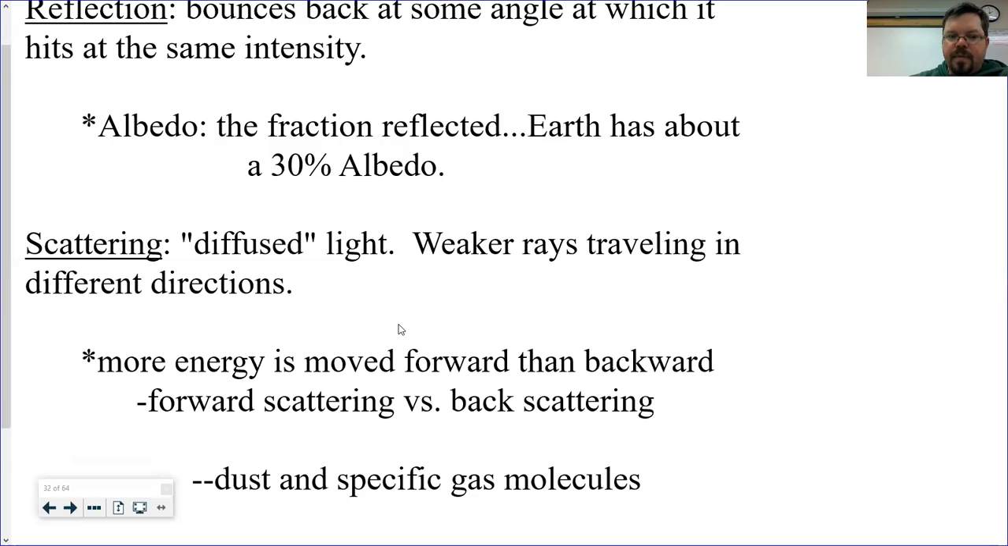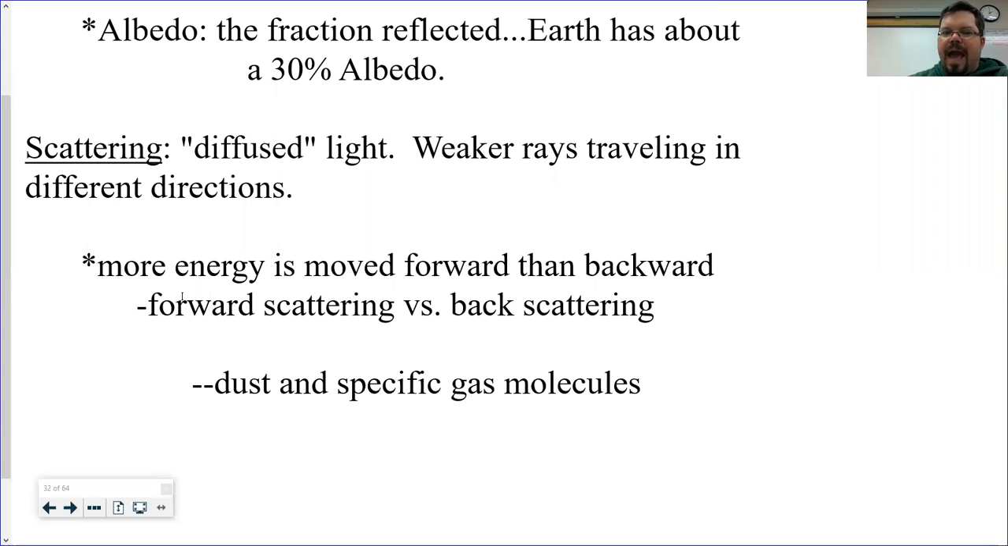Now, by comparison, there's what's called scattering. Scattering is diffused light. Diffused just means it's sort of broken apart, it's weakened, when radiation impacts certain surfaces. It affects the energy by reducing it, so these weaker rays end up traveling in different directions. It scatters the radiation.